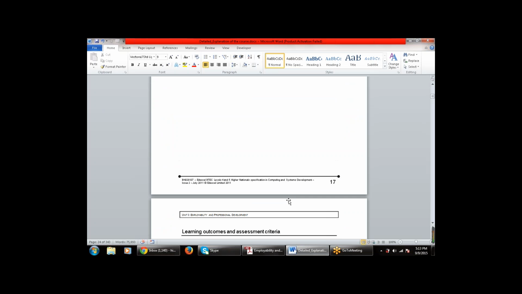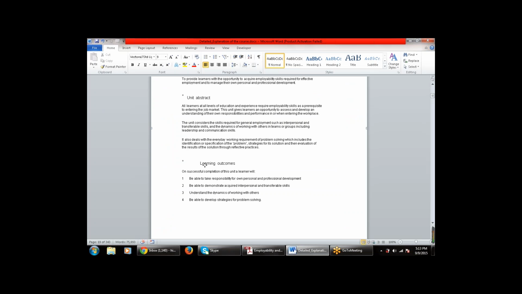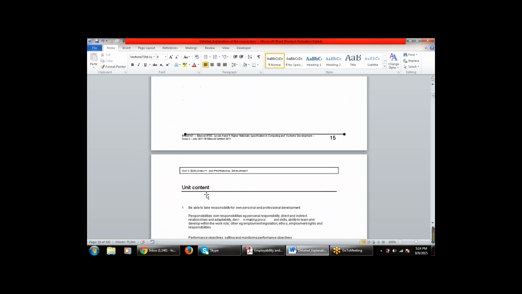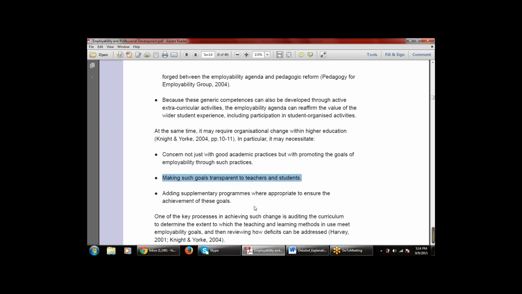There are 4 learning outcomes given in this one. So these are the 4 learning outcomes, 1, 2, 3, 4. I already gave you the detail of what the various outcomes are. So keeping in mind the various content and the various targets in this one, we make such goals transparent to the teachers and the student.